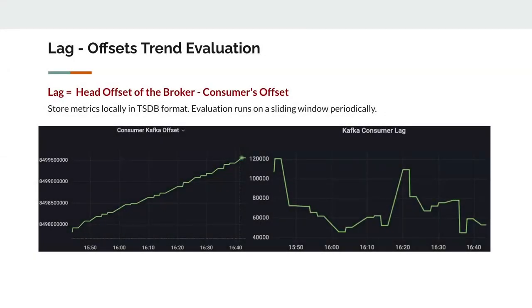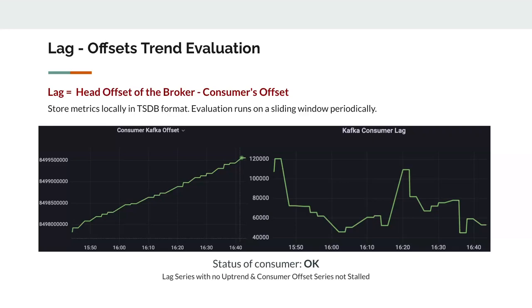Okay, lag in Kafka terms is essentially the difference between the head offset, the latest offset of the broker, and the consumer offset for a given partition of a topic for a consumer. It is typically a long value. Burrow internally manages both offsets, calculates the lag, and stores it locally in a time series format. Trends are evaluated on a window. It could be a 1 hour window, 2 hour window, and respective alerts are triggered.